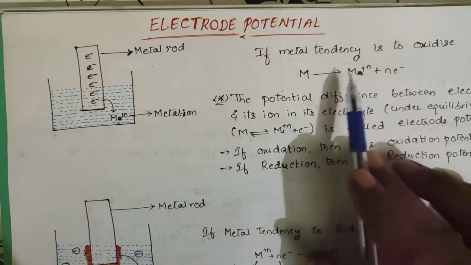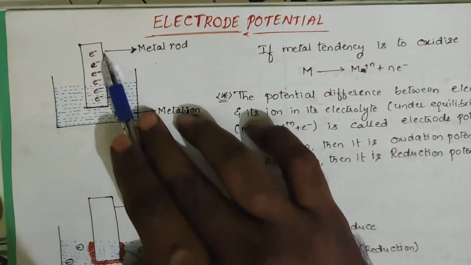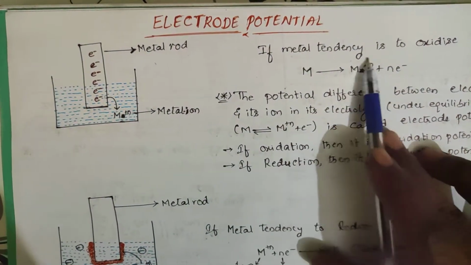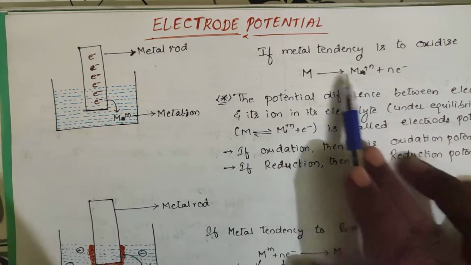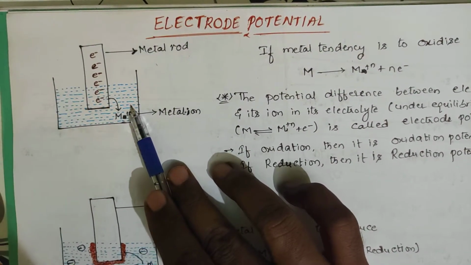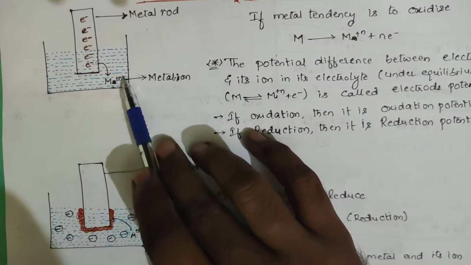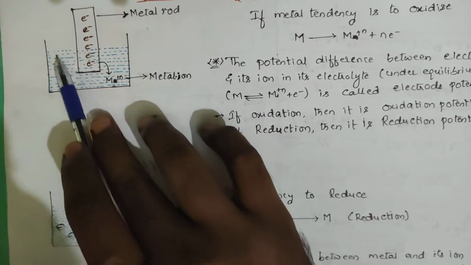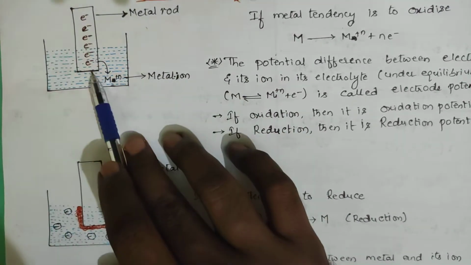So M gets converted to M plus n plus n electrons. These n electrons are on the rod, and this M plus n has come into the solution. From where has this M plus n come? From the rod, into the solution. So what happens? The concentration of positive charge will be more in the solution, and more negative charge will be on the rod.